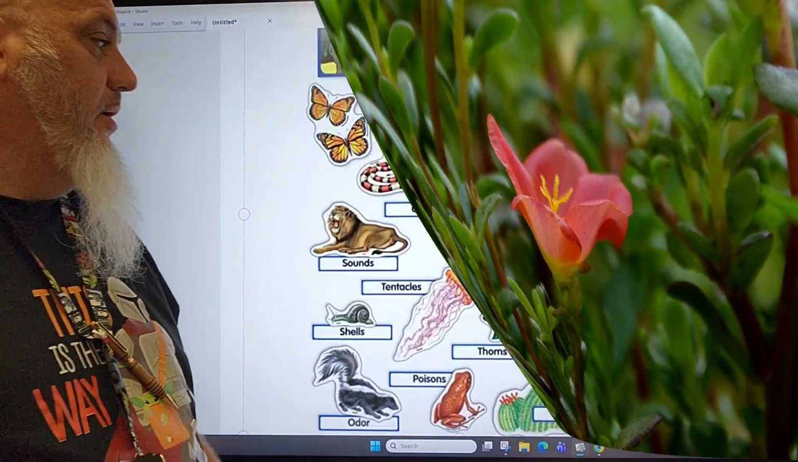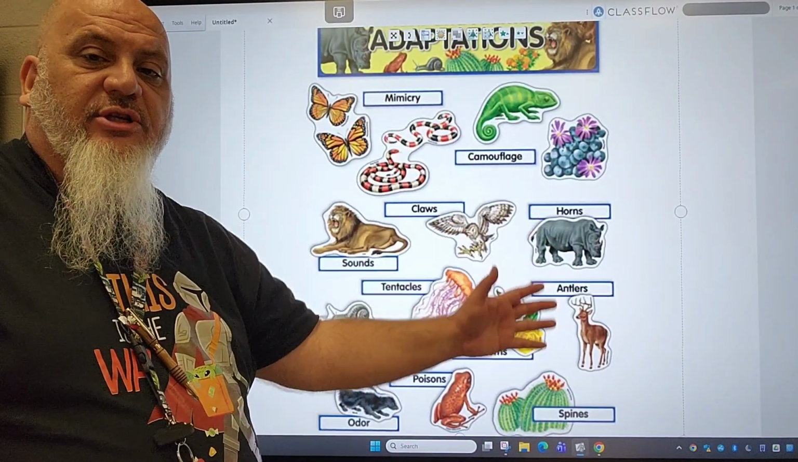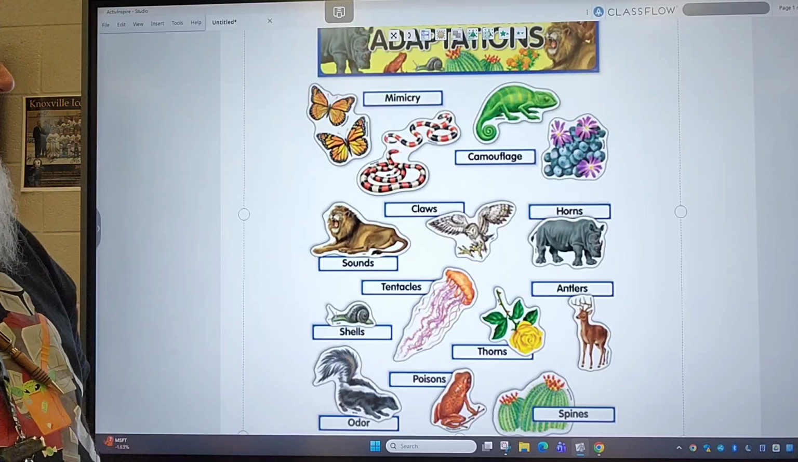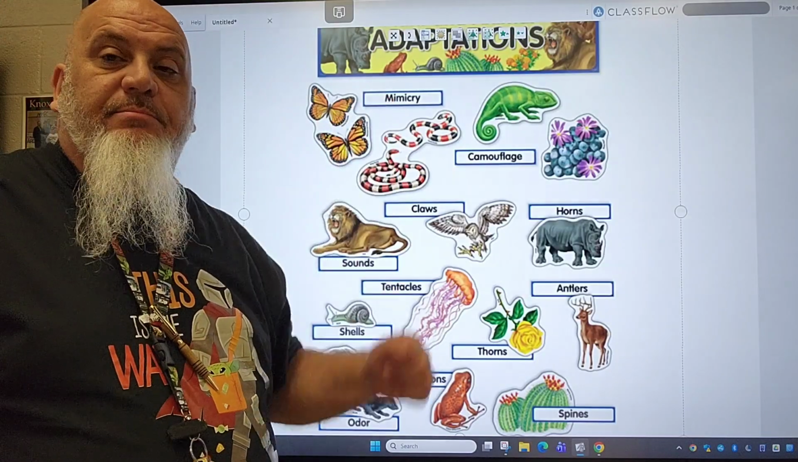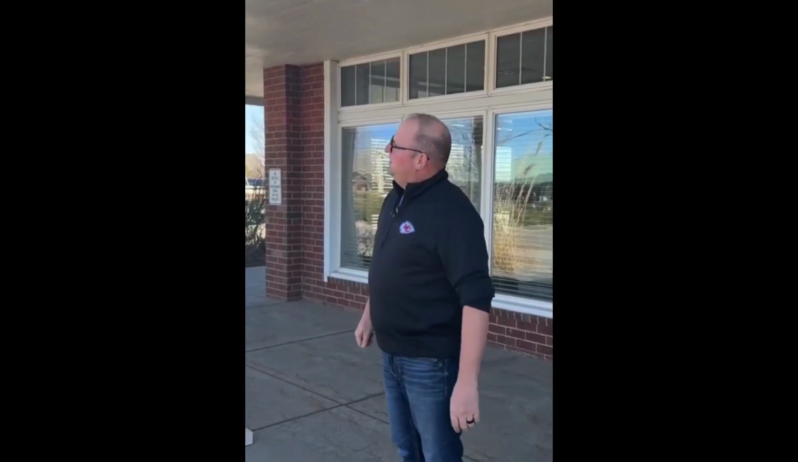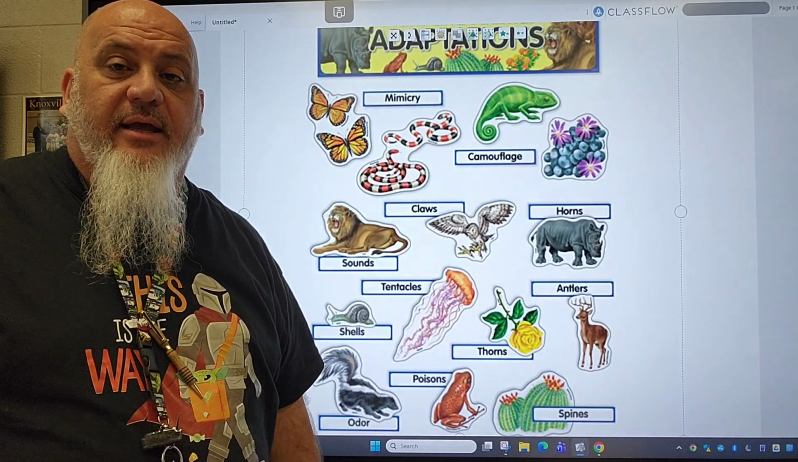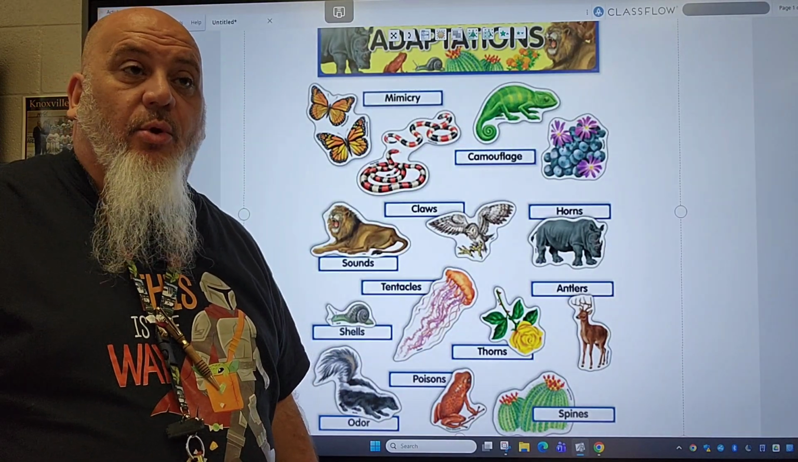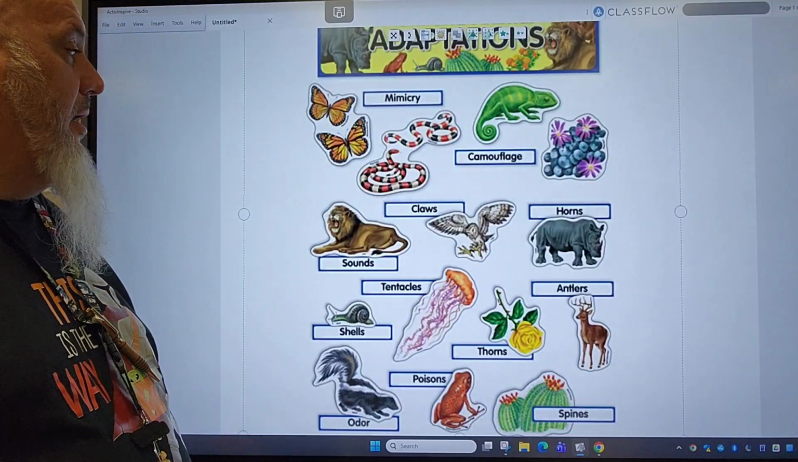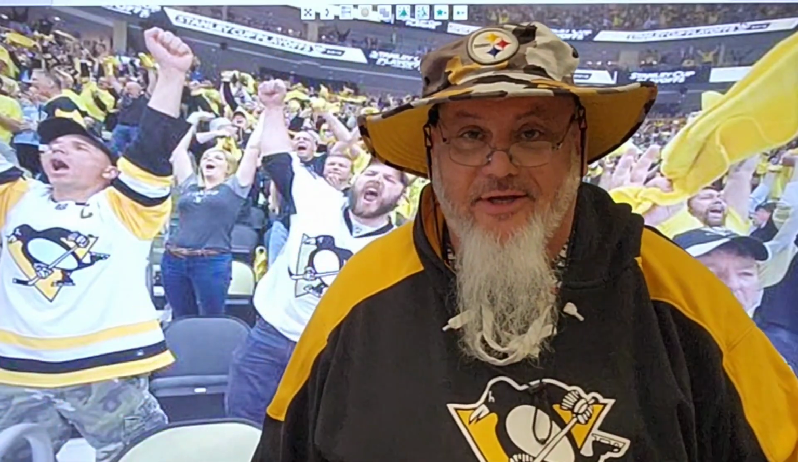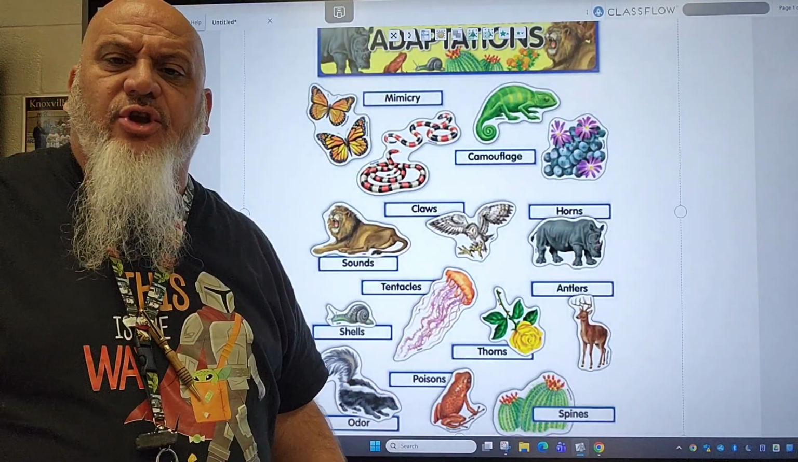On day 3, we sat and had discussions about all these different types of adaptations. And we learned about how animals mimic one another. Is that a mockingbird? How they use camouflage to hide from the predators or to sneak up on prey. I'm camouflaged.